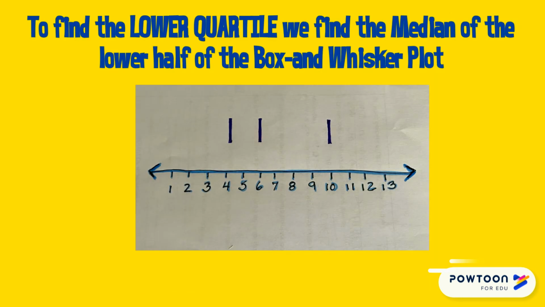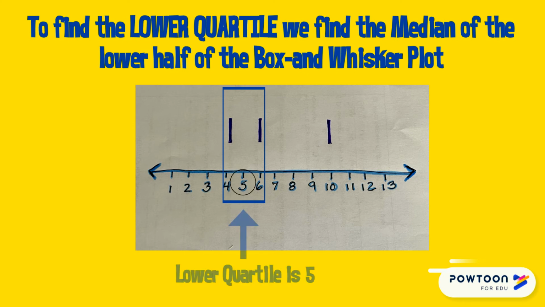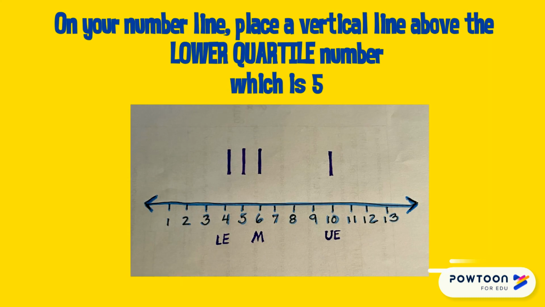To find the lower quartile, we find the median of the lower half of the box and whisker plot. So here I've boxed off the lower half, and when you look at those numbers, you can see the median of them is 5. So your lower quartile is 5. On your number line, place a vertical line above the lower quartile number, which is 5.